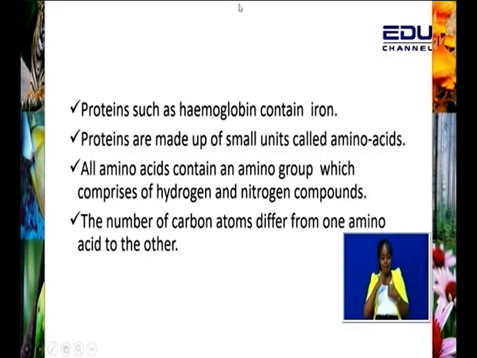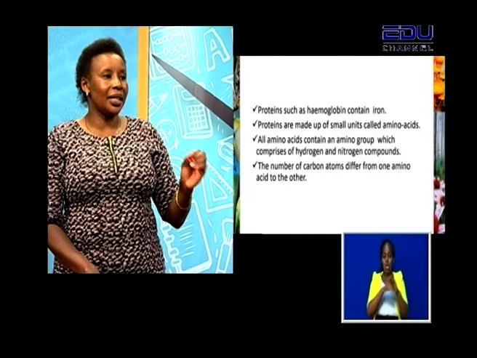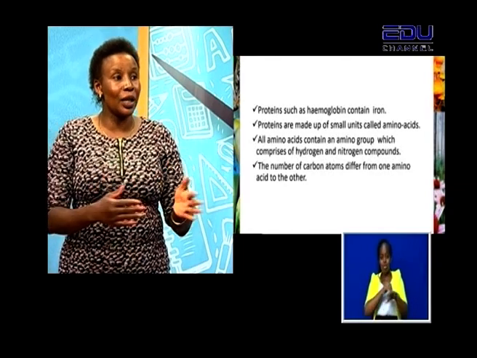Good. So then all amino acids contain an amino group. Perhaps I will discuss more about the proteins and the amino group elsewhere, but not now. For now, it is just knowing that all the amino acids contain an amino group which comprises hydrogen and nitrogen compounds. That will come later, don't worry. The number of carbon atoms in one amino acid differs in different amino acids.